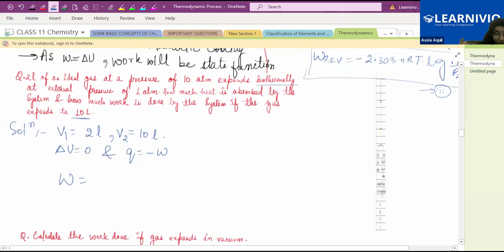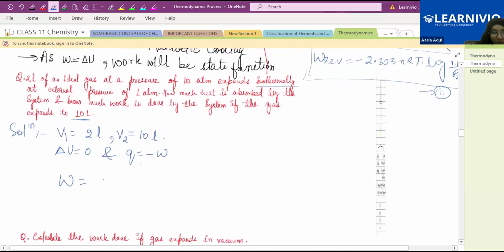Work W is equal to minus P external into delta V. The external pressure is given, which is 1 atmosphere. So minus 1 atmosphere into delta V. Delta V equals V2 minus V1, which is 10 minus 2, meaning 8 liters. Substituting the 8 liters, it is minus 8 atmosphere liter.